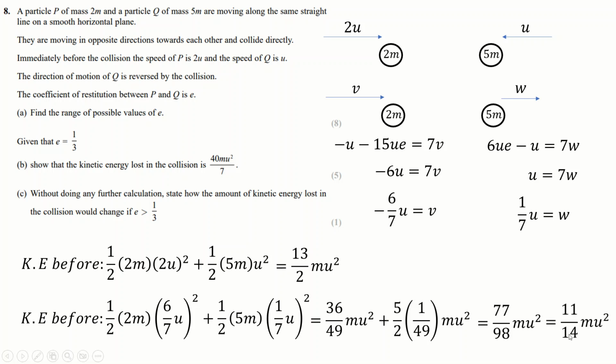Divide by 7 here to get it over 14. Times this one by 7 to get this. And now that's the initial kinetic energy. That's the final. Do this, take away this. And we get this, which divides by 2 to make that.